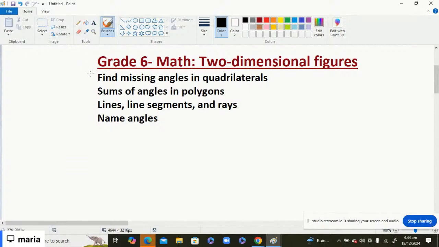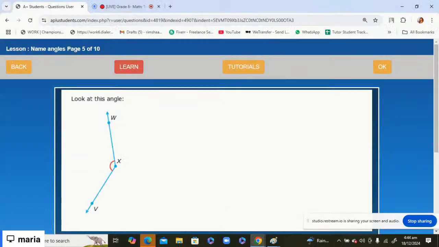You can find all these lessons on aplusstudent.com. You have to log in by using your email and the passwords that are provided by the administrator. So hope you guys make sure before starting the next session you practice all these lessons. And if you still need any help in any of the lessons, then you can contact the tutors.